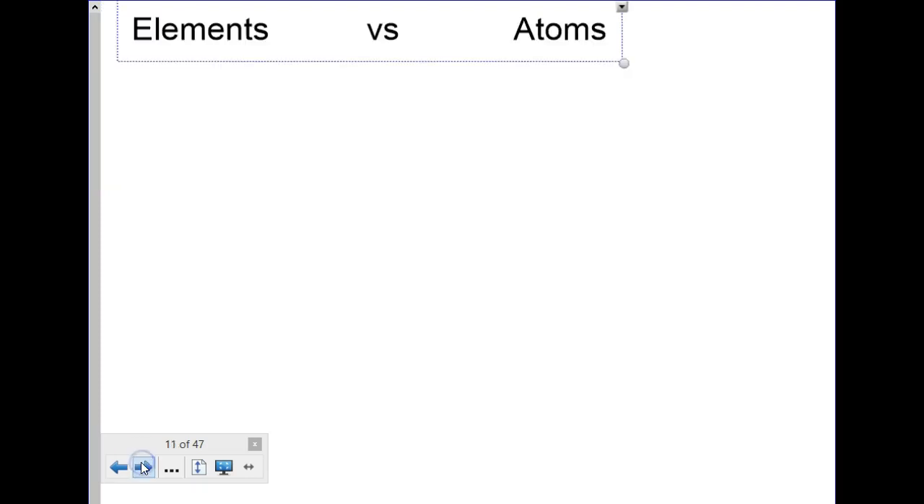We have 3 pairs of words that are very similar to each other but distinctly different. And we need to start using the language of science better so that we don't confuse ourselves. Elements versus atoms. Anybody want to start us off?